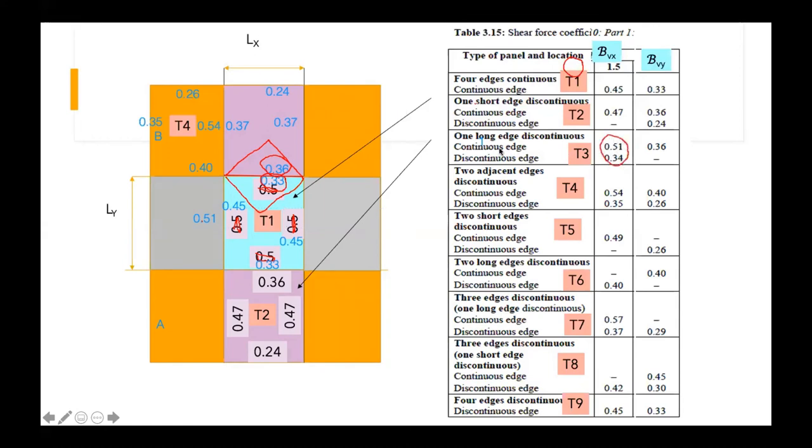Continuous age, 0.51, LX, the shorter age. And then 0.34 at the discontinuous, 0.34 here. While here is 0.36. No discontinuous because both sides, here and here, are continuous age. So therefore, we have only the coefficient for continuous age. This is 0.36. Okay, I bet you understand, step by step. Yes, doctor.